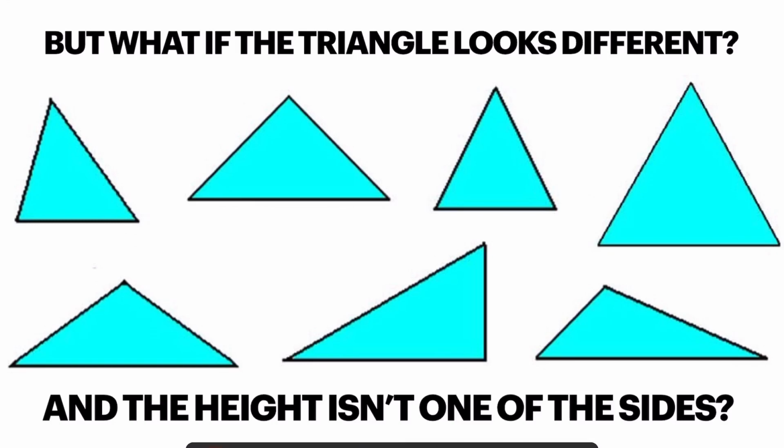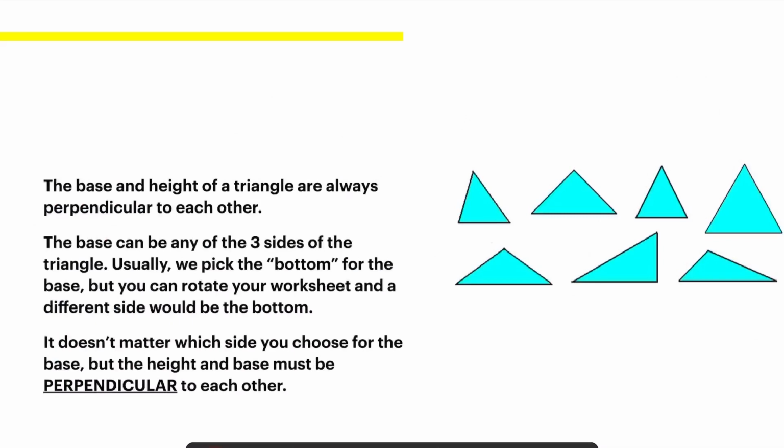But that was for a right angle triangle. What happens now if the triangle looks different and you realize that, oh, the height isn't any one of the sides of the triangle? Remember one simple rule, and that is that the base and the height of a triangle are always perpendicular to each other. Perpendicular meaning forming a right angle.